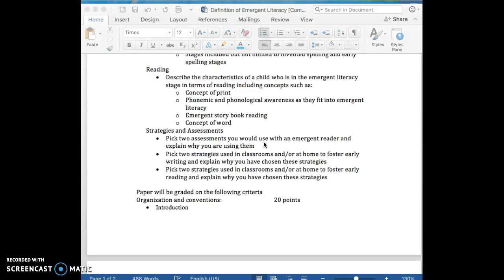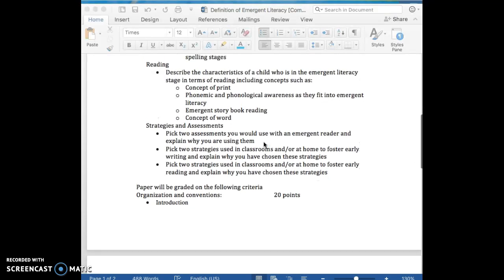So the directions are not to give an overview of the assessment, since you and I both know what you're talking about here. However, if you choose to do an assessment that is not one we're doing in class, then you would probably have to give me some background on that and some information about it, and maybe even have a separate attachment about that assessment. But the important thing here is for you to identify why you personally would choose to use this assessment.